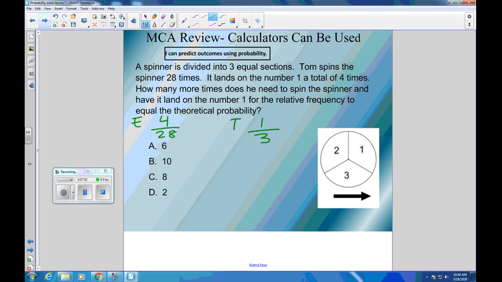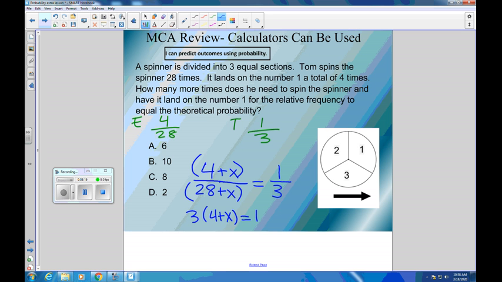So we're going to do the same exact thing. I'm going to take 4 over 28, and I'm going to pretend we're spinning it however many more times, and all of those times it's going to land on the number 1. So I add x to each of those, and that equals 1/3. I'm going to put these in parentheses and cross multiply. So we have 3 times (4 plus x) equals 1 times (28 plus x). And then I just distribute and solve.